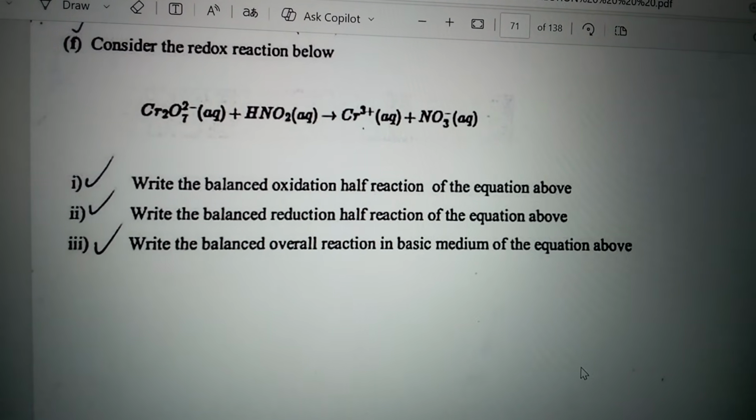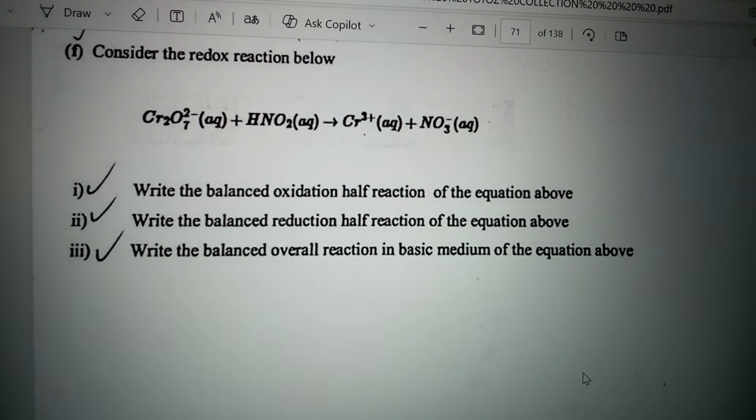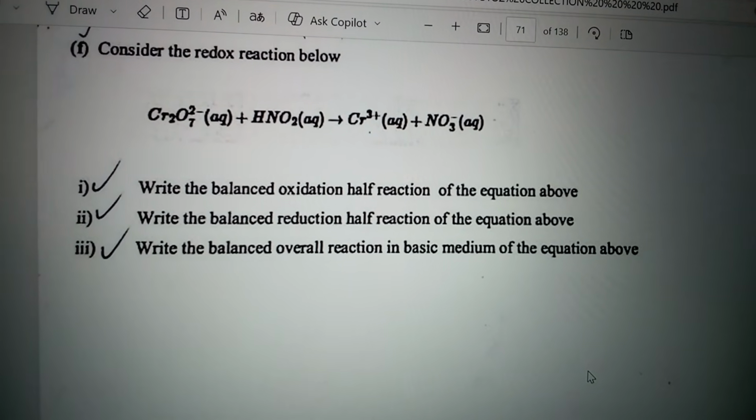You're going to revise CH110 and the redox reaction in aqueous solution. They are saying consider the redox reaction below.